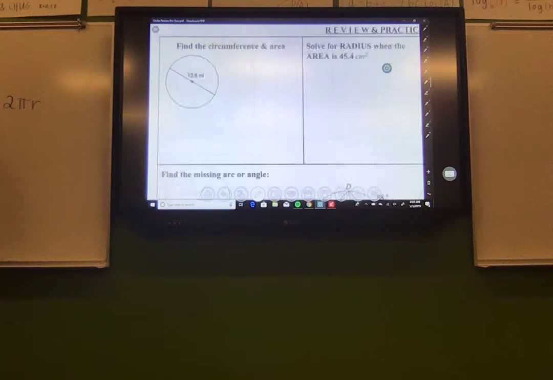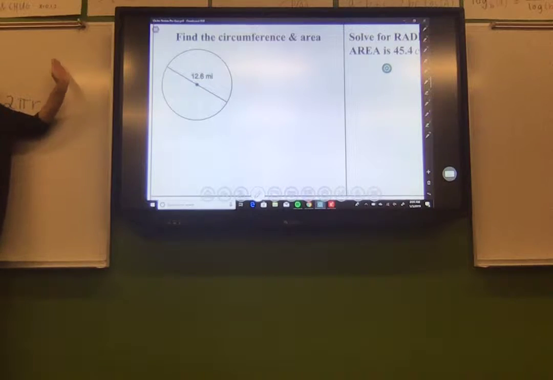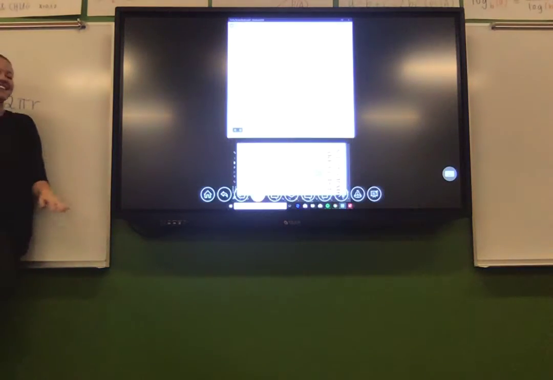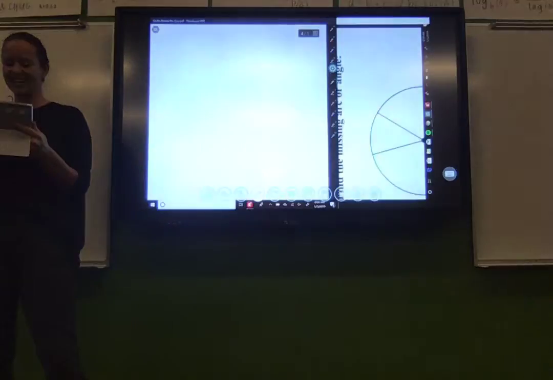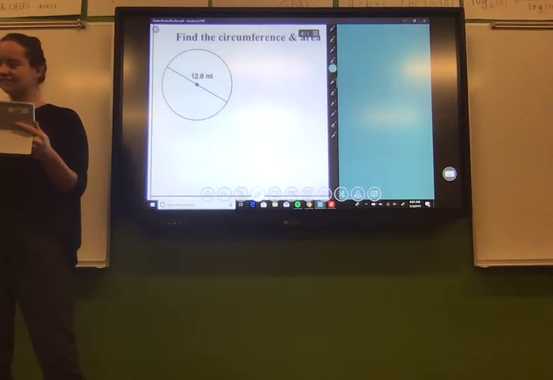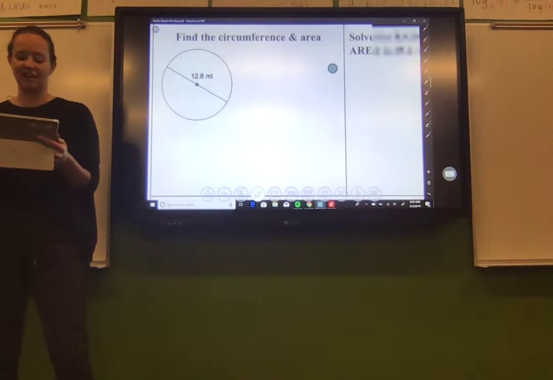It wants the circumference and area. And we have these equations memorized, right? No. Guys, you have to have these equations memorized. You don't get them for the test.